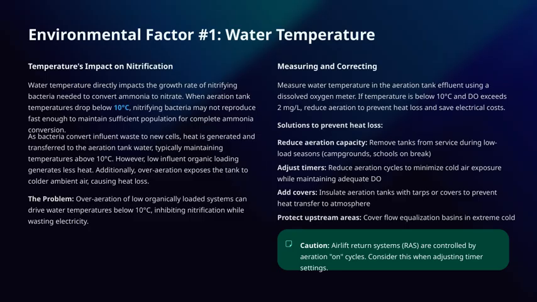One thing to keep in mind is that the return systems, like the RAS, are controlled by aeration on cycles. So, when you're adjusting timers, you need to consider how these systems interact to avoid unintended consequences. In summary, managing water temperature is vital for effective nitrification, especially in colder conditions, and small operational adjustments can make a big difference in maintaining treatment efficiency.